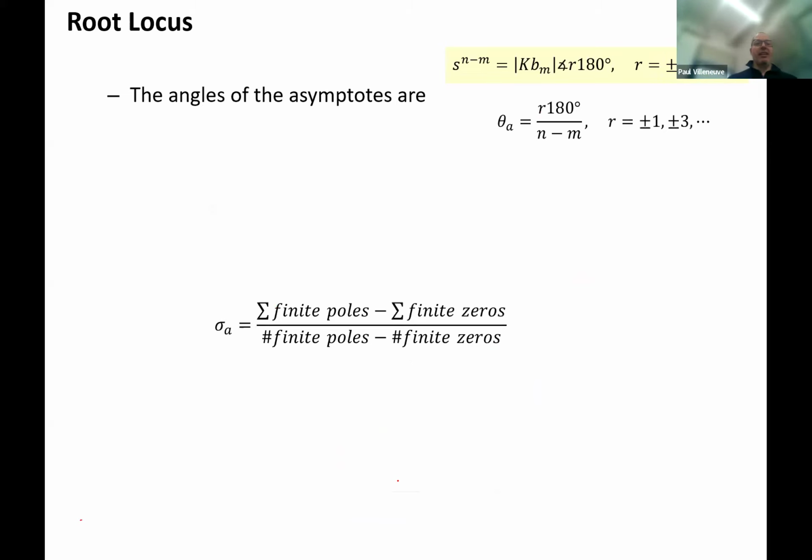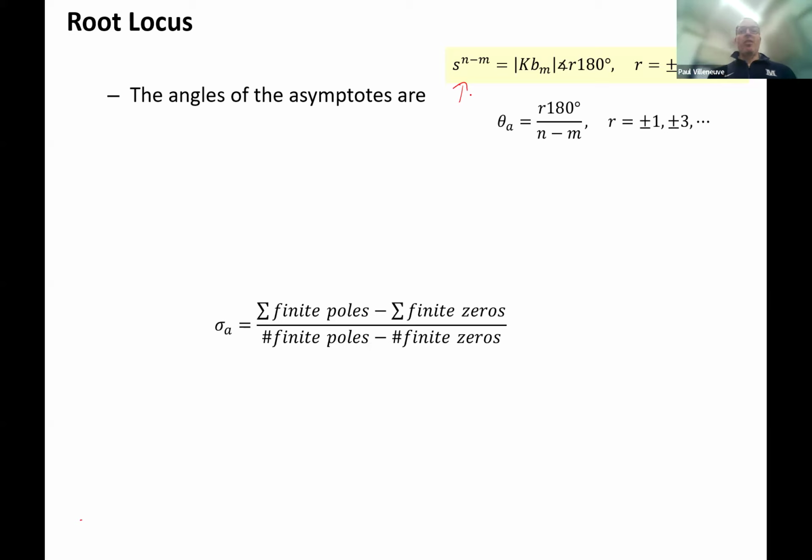So what we need to calculate is what's called the angles of the asymptotes. The asymptote is just the angle that the root approaches as you allow s to approach infinity. So it allows you to sort of fine tune your root locus. So we rework our equation, just taking this from the previous page: s to the n minus m. Remember, n is the order of the denominator, and m is the order of the numerator. We rework it, and then we're just solving for the angle here, okay?